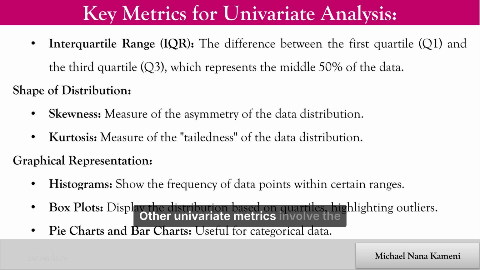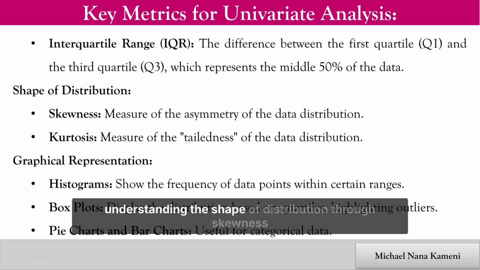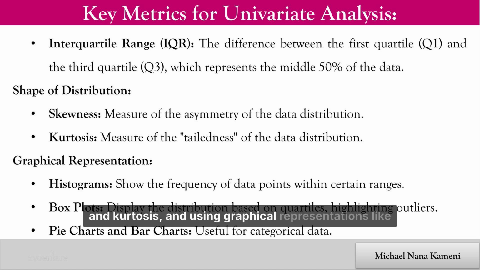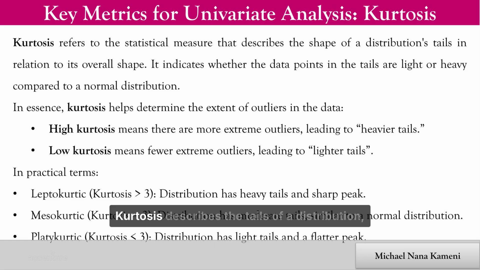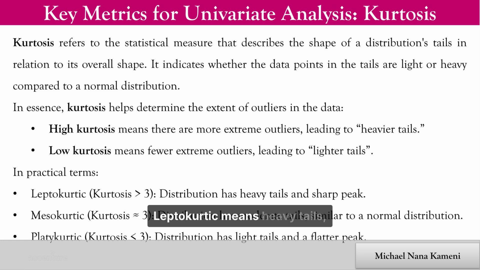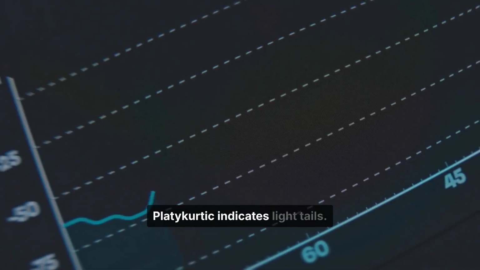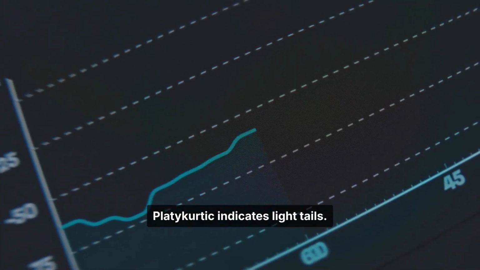Other univariate metrics involve the interquartile range, understanding the shape of distribution through skewness and kurtosis, and using graphical representations like histograms and box plots. Kurtosis describes the tails of a distribution, indicating the presence of extreme outliers. Leptokurtic means heavy tails, mesokurtic is moderate, and platykurtic indicates light tails.